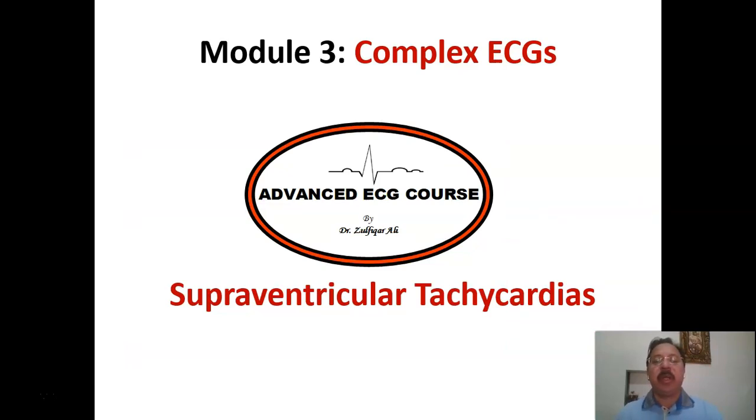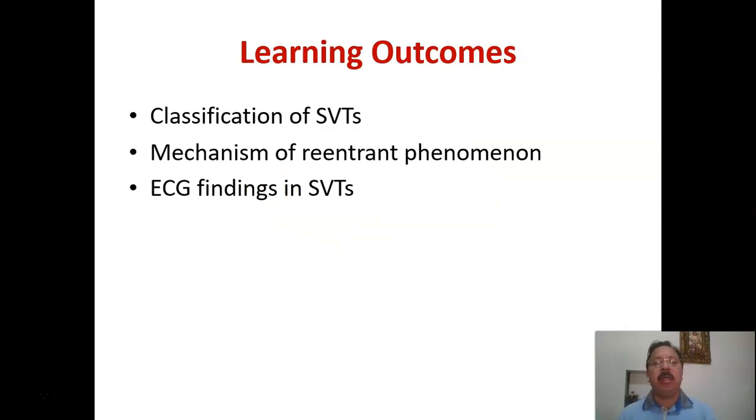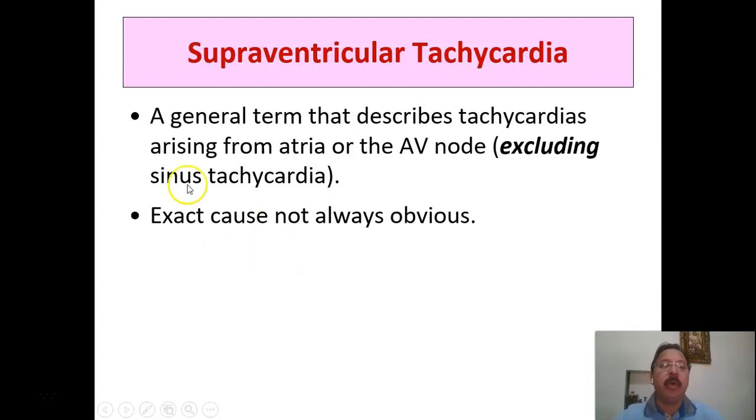So let's begin with the supraventricular tachycardias, and here we are going to talk about the classification of supraventricular tachycardias, mechanism of re-entrant phenomena, and ECG findings in supraventricular tachycardias. It's very important to note the definition of SVT. It's a general term that describes the tachycardias arising from the atria or the AV node, excluding the sinus tachycardia. So it means any tachyarrhythmia which originates above the ventricles is supraventricular tachycardia, except the sinus tachycardia.